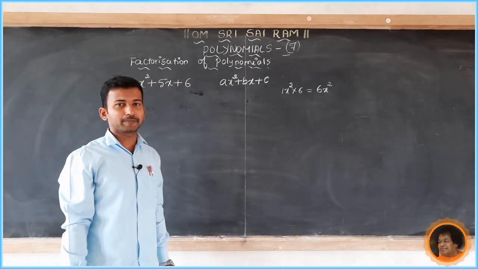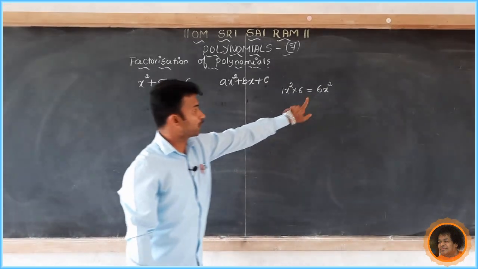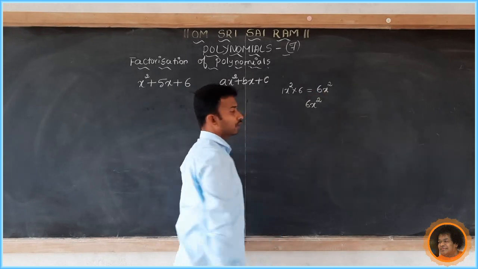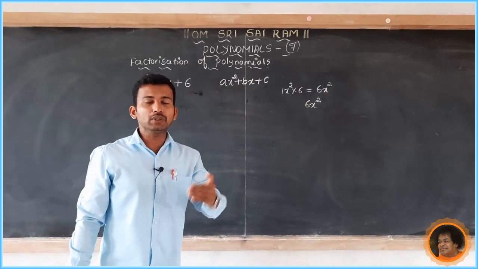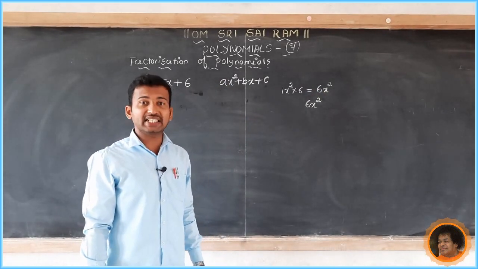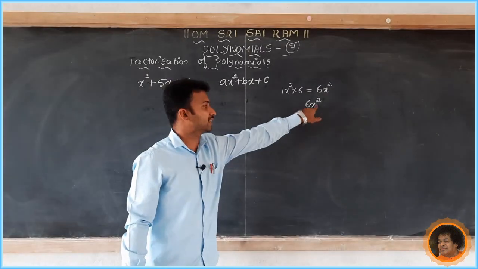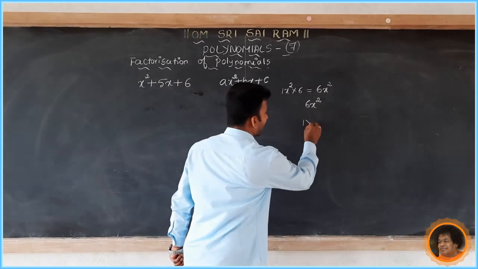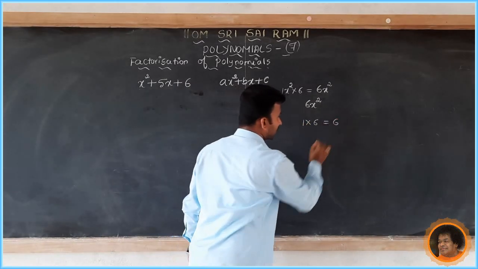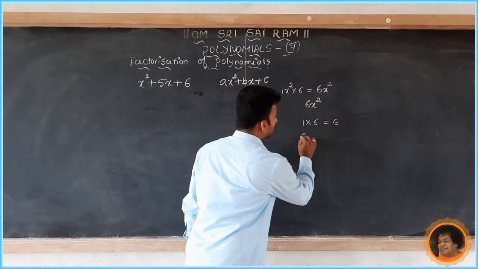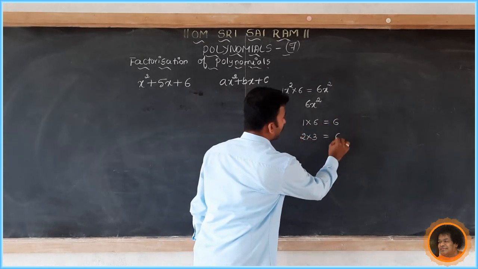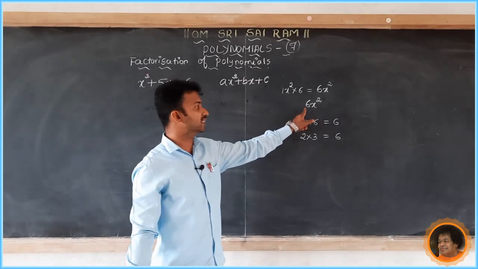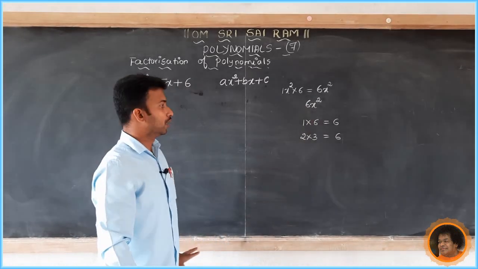Next, second, what is the product? Yes, 6x square. List out the possible factors which give the product as 6x square. What are the factors of 6? 1 into 6 is equal to 6. 2 into 3 is equal to 6. Are there any other factors which give the product 6? No.